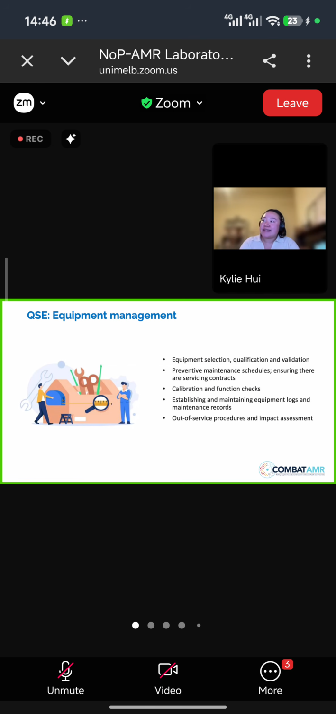You want to establish and maintain equipment logs and maintenance records. So it's great that we have schedules and it's amazing if we are doing the maintenance, but it's more important to also document these. So every time you do maintenance on your equipment, you need to make sure that this is also documented. Out of service procedures are almost as important as when you are bringing in an instrument. When you've decided that an instrument is no longer active or you no longer need it, it's really important to go back and decommission the equipment that we don't use.